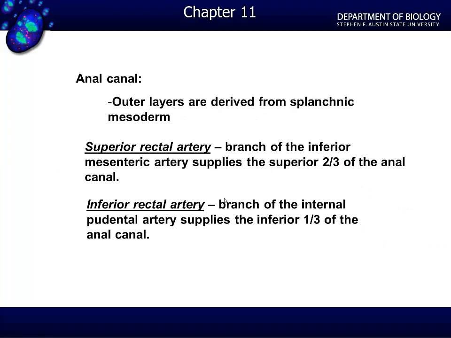Now, we can see that in this case, we have derivatives, and we said hindgut, so it's got to be inferior mesenteric artery. And what we're going to see from this, we have the superior rectal artery going to that superior two-thirds that's endodermally derived, and then the inferior rectal artery going to the inferior one-third that is ectodermally derived. Now, these are all coming off of the inferior mesenteric artery. They're all branches off that, even though we have these two different designations and supplies.